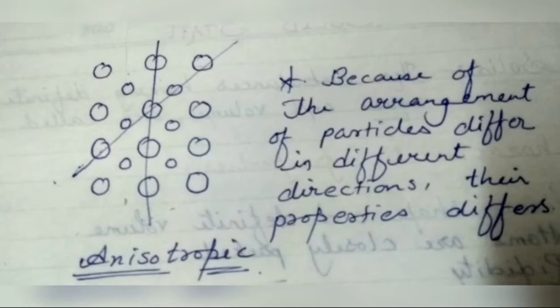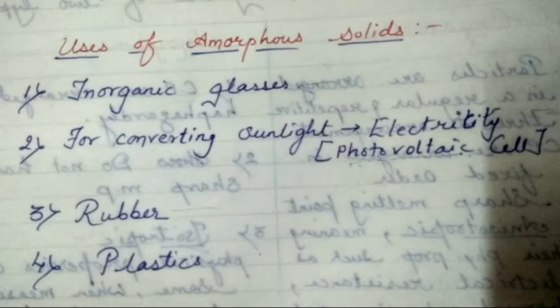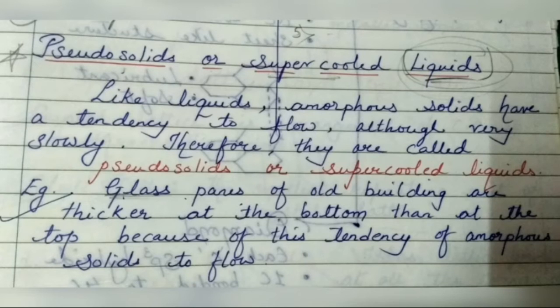Now we are going to discuss the definition of anisotropic. Because the arrangement of the particles differs in different directions, the properties differ. So when you observe different directions, different properties are observed. That is known as anisotropic. Next, uses of the amorphous solid. It is used in inorganic glasses, in converting sunlight, that is photovoltaic cells, rubber and plastics. So these are the uses, or applications, of amorphous solids.